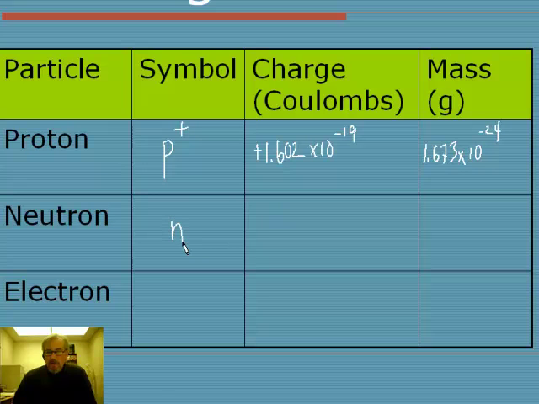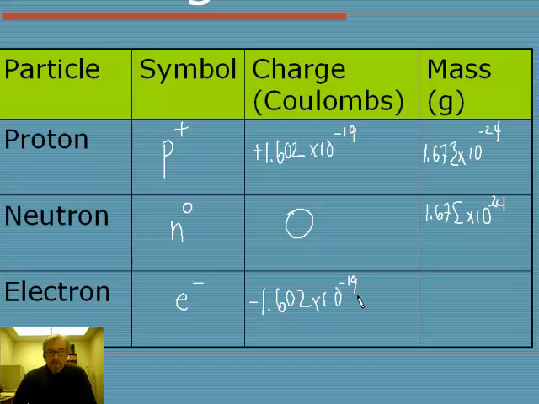Neutron has the symbol N for neutron, superscript 0 for no charge. So, no charge. Its mass is 1.675 times 10 to the negative 24th grams. Almost exactly the same as a proton, but not quite. In the thousandth of a millionth of a billionth of a billionth, they're different. The electron is E for electron, negative sign for negative charge. And its charge is minus 1.602 times 10 to the minus 19th coulombs. You might see a similarity between that and the proton's charge. The mass of an electron is 9.110 times 10 to the negative 28th. So that's 4 orders of magnitude different from a proton or neutron.